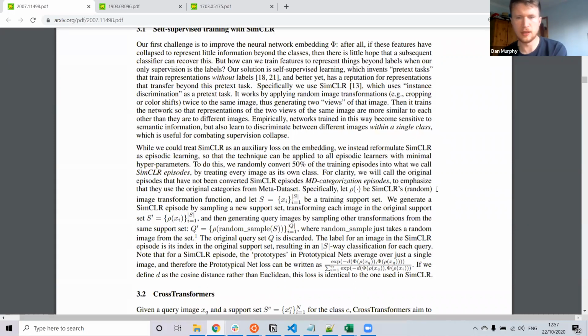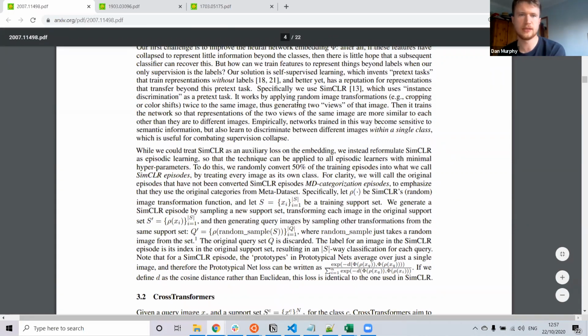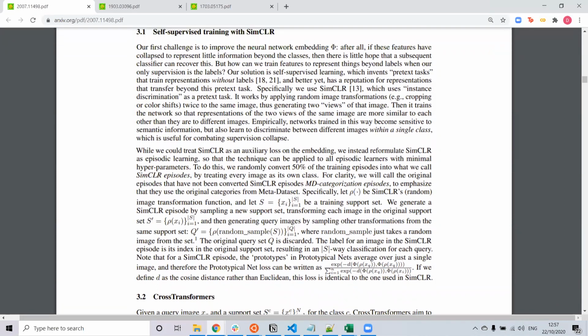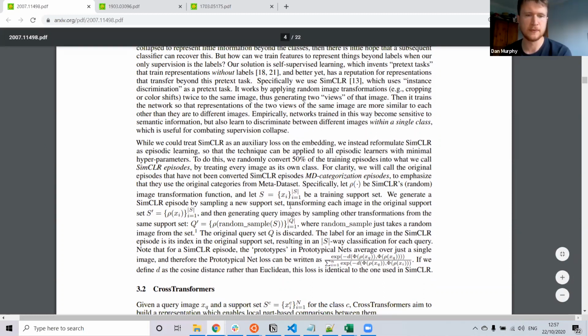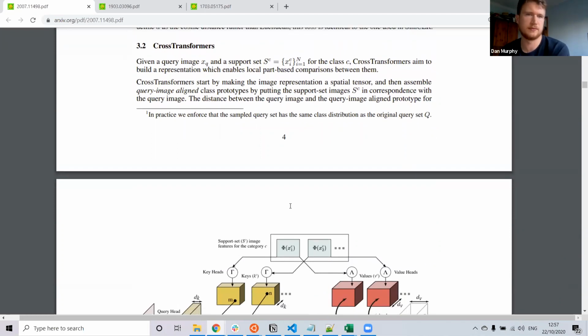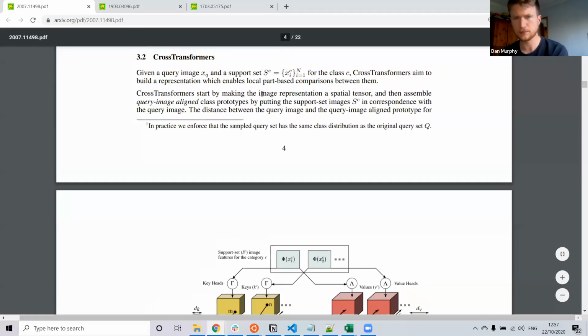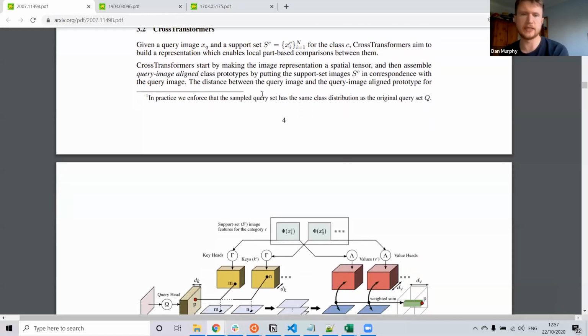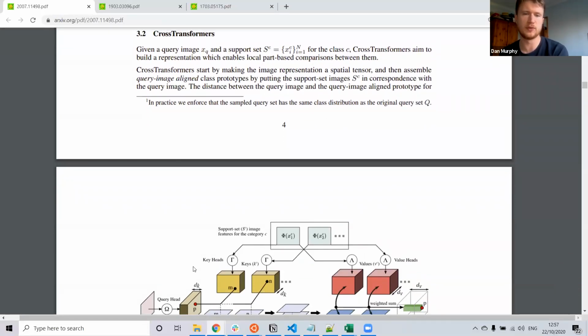Okay, cool. Are there any other questions about this portion, or things that people want to raise? No. Okay. So we can then talk a bit about this architecture they propose, cross transformers. So this is basically trying to borrow some of the attention mechanisms from transformers to relate a query image to an image from the support set, basically, or areas of the query image to areas of an image in the support set.